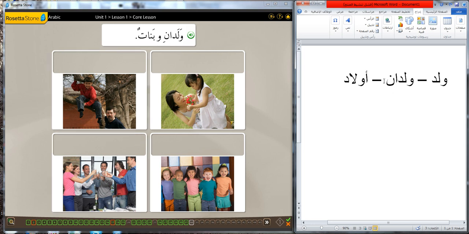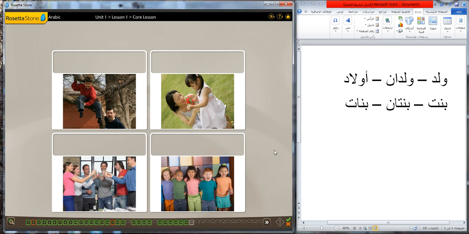ولدان وبنتان. بنت, بنتان, two girls, and بنات, girls. So ولدان وبنتان. Where are they? ولدان وبنتان.